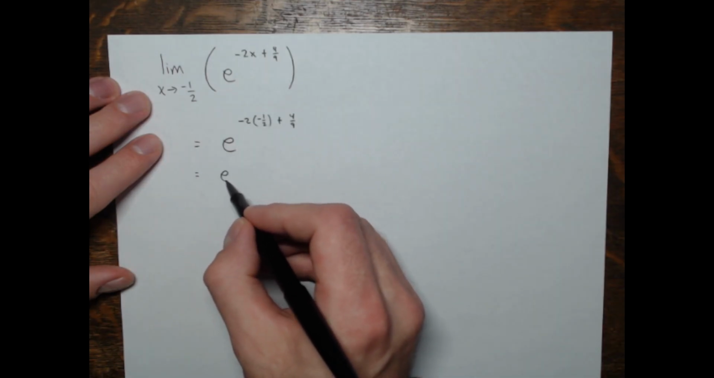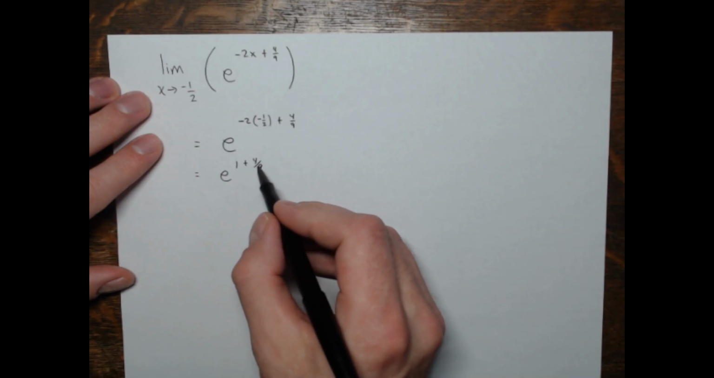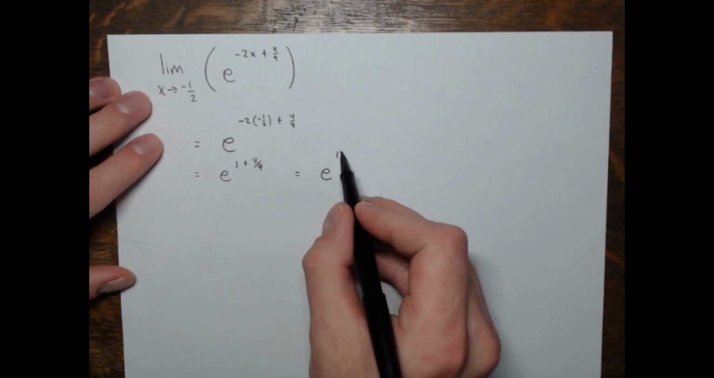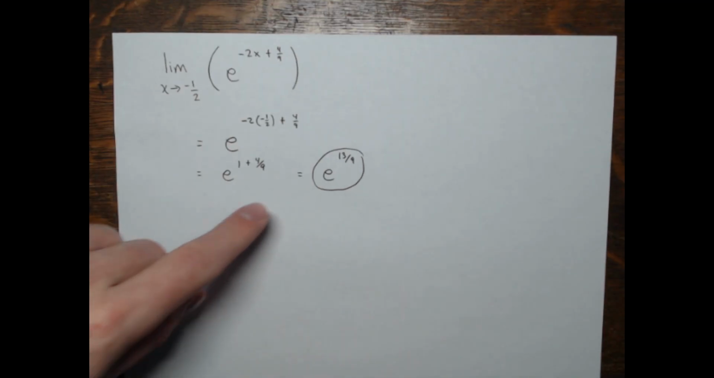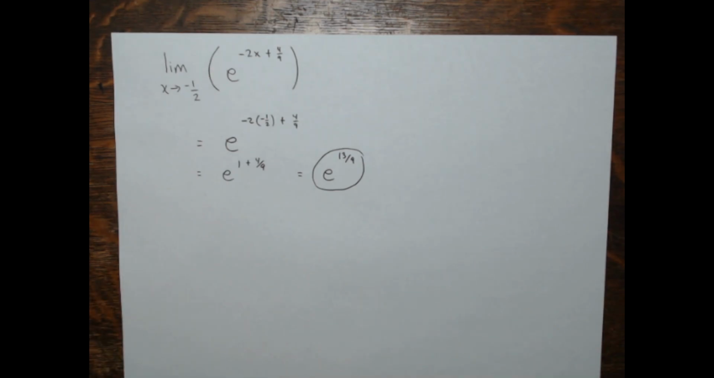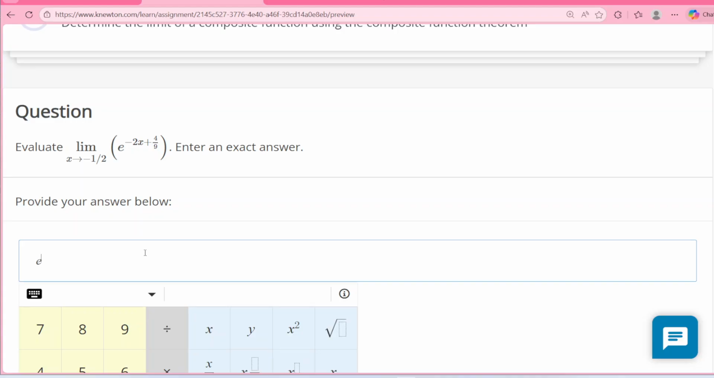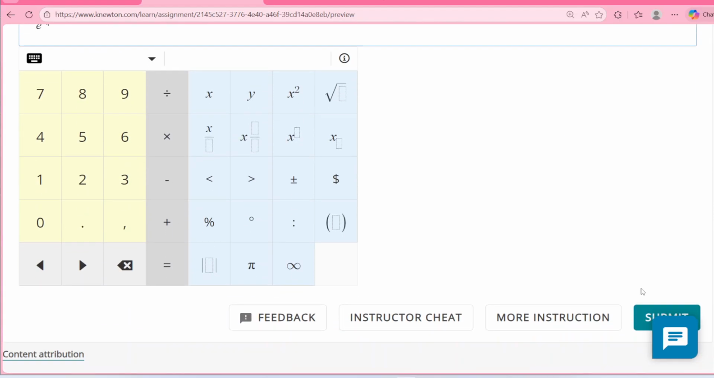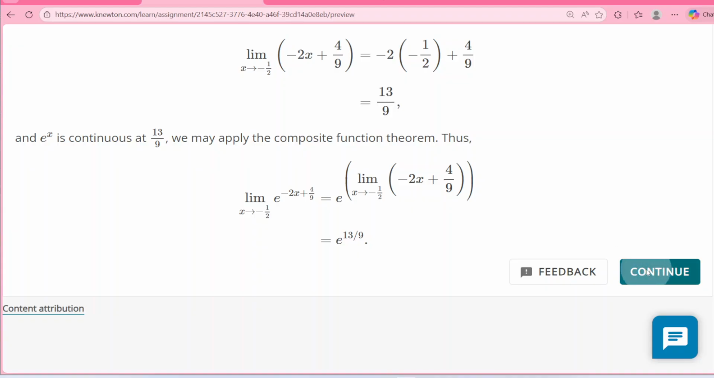This is e to the positive 1, plus 4/9, and when you add things, you need a common denominator, so that's 9/9 plus 4/9. This would be e to the 13/9 power, and that's all they want. They just said, write an exact answer. Don't punch this in a calculator or anything and round to some crazy amount of decimals. Just enter an exact answer. So e raised to the 13/9 power. Just a direct substitution again.